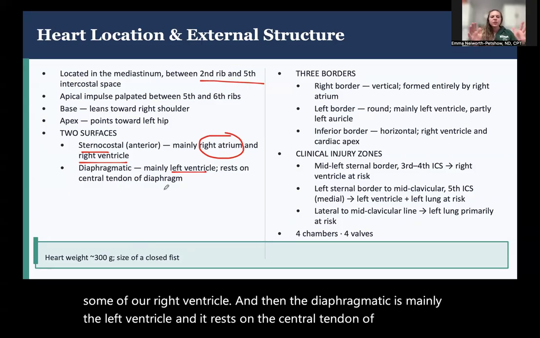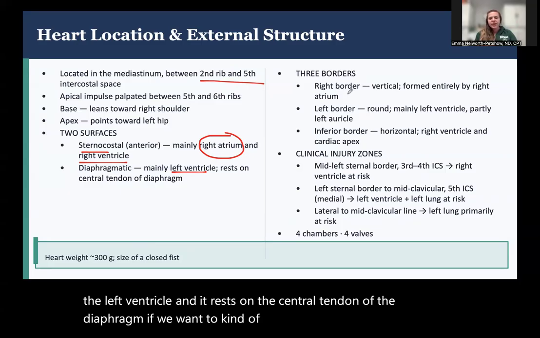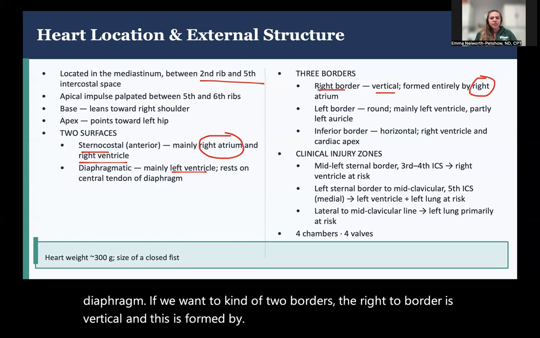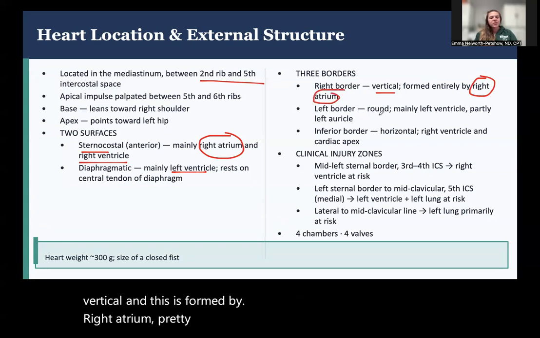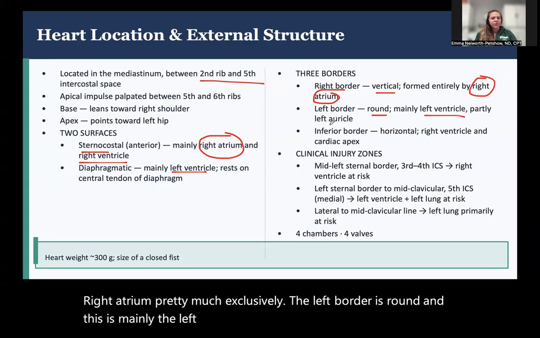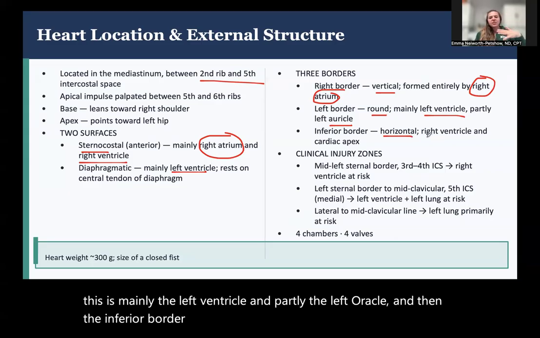If we wanted two borders, the right border is vertical, and this is formed by the right atrium pretty much exclusively. The left border is round, and this is mainly the left ventricle and partly the left auricle. And then the inferior border is horizontal, and this is the right ventricle and the cardiac apex.